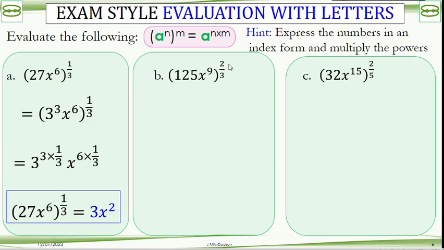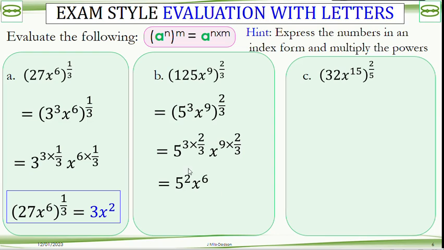On B, you can choose to work out the cube root of 125 and square the answer, and multiply 9 by 2 over 3 and simplify it. But I prefer to write them in index form where it's possible to cancel out. 125 is 5 cubed. So when I multiply through each of the powers by 2 over 3, I can now cross out the 3 and the 3. That will be 5 squared. And 3 can also cross out 9 to become 3, and 3 times 2, that will be 6. So my final answer is 5 squared x to the power 6.